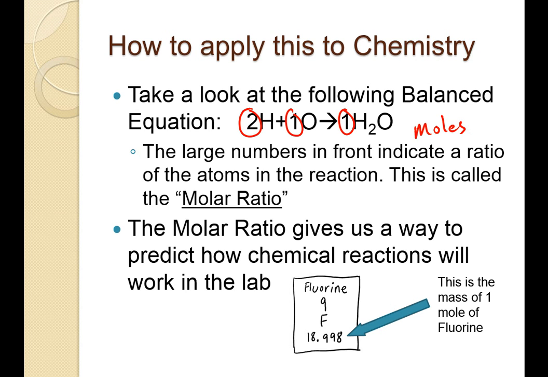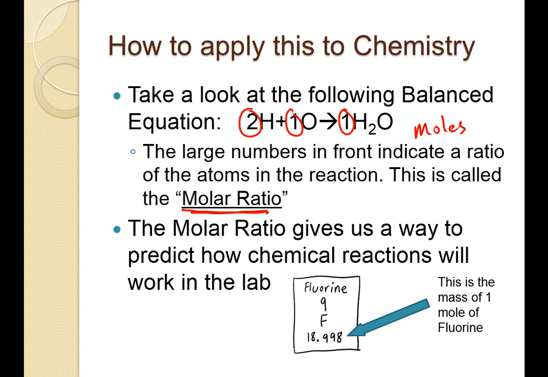But a mole is kind of our functional unit in chemistry for how we get things done when we're comparing two different things. And so once we have our balanced coefficients, like our 2, our 1, and our 1, we have what we refer to as a molar ratio. And the molar ratio is how we'll be able to apply factor label to chemistry. So the molar ratio gives us a way to predict how chemical reactions work in the lab.